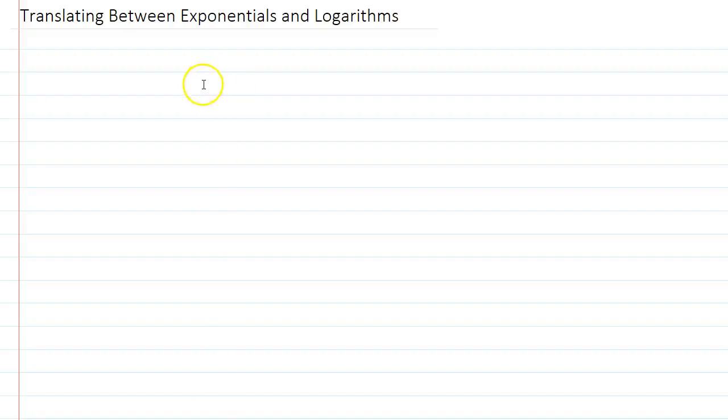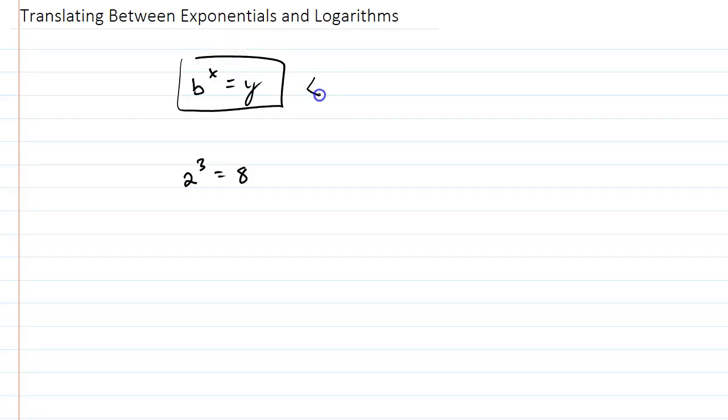Okay, so far we've been living in a world called exponentials. You do b to the x and it equals some number y. An example of this is like 2 cubed is the same as 8. That's exponential world. But there's another world that we need to start getting into called the logarithm world. Logarithms are a way we've invented to solve equations that involve exponentials. So more on that later.